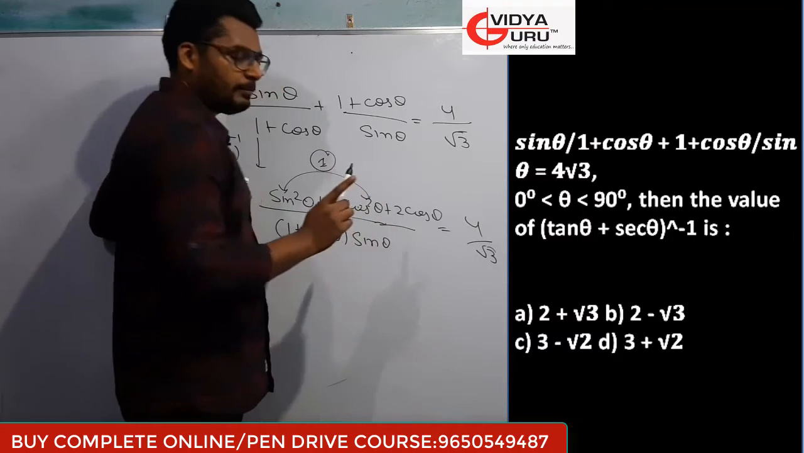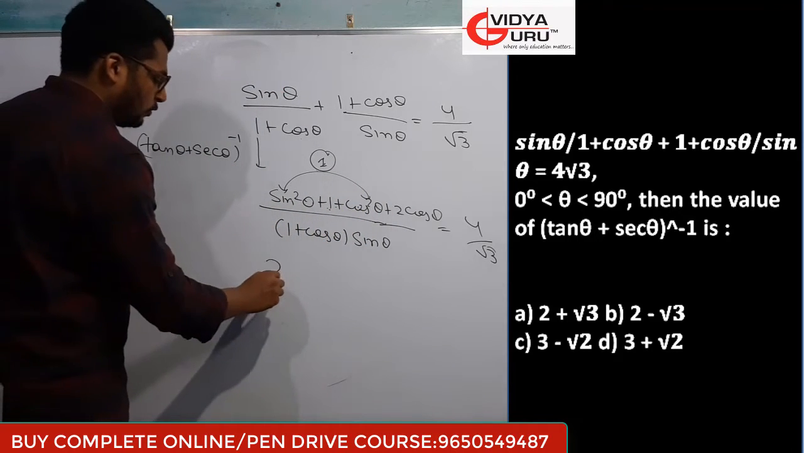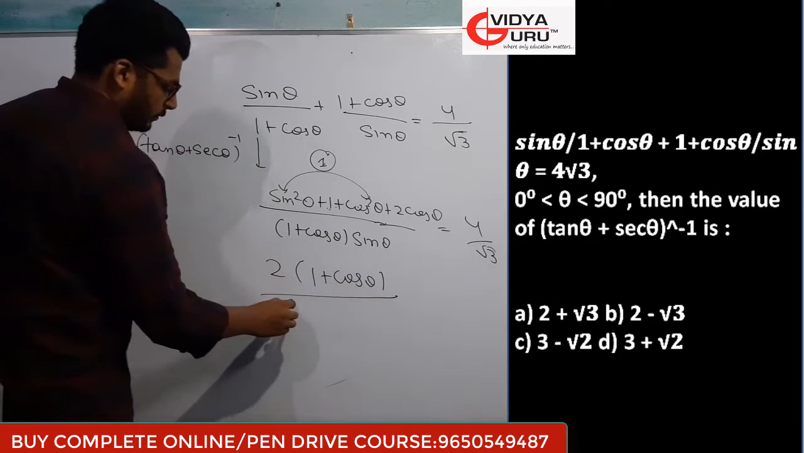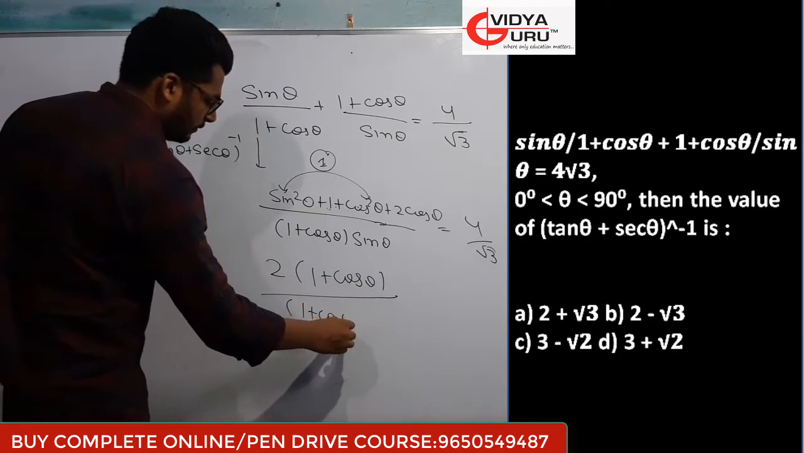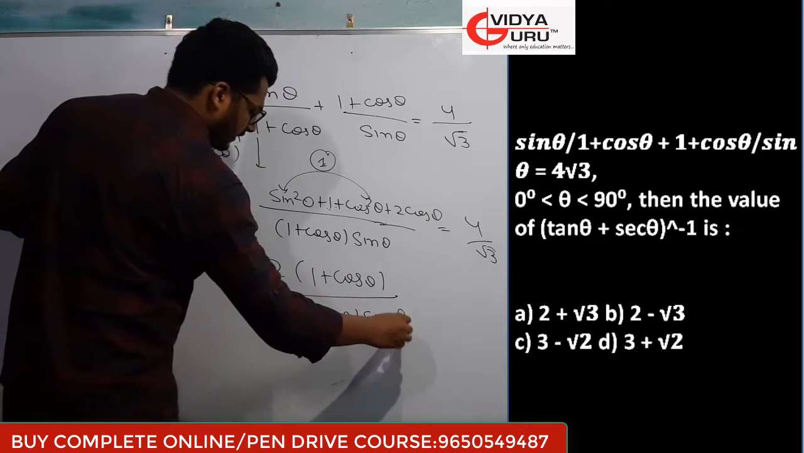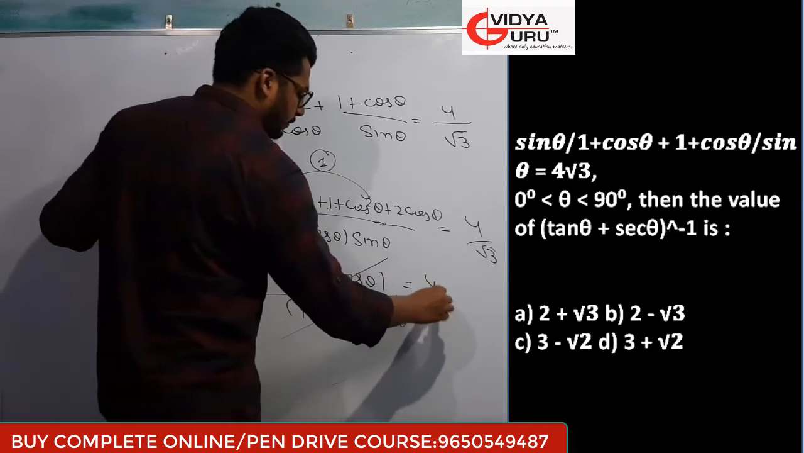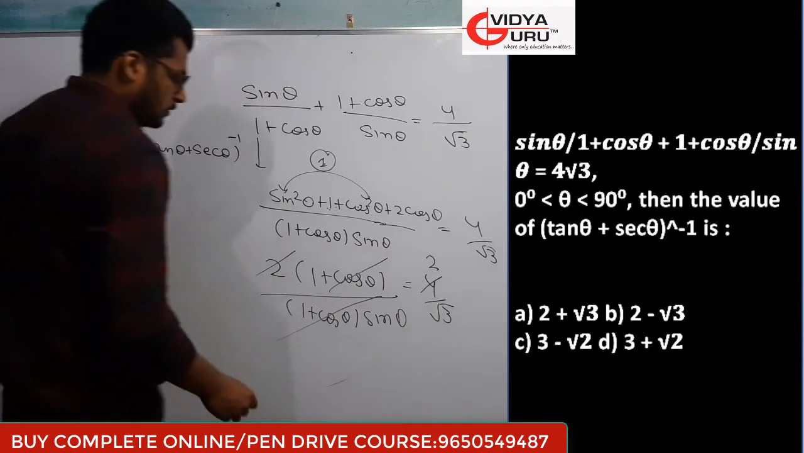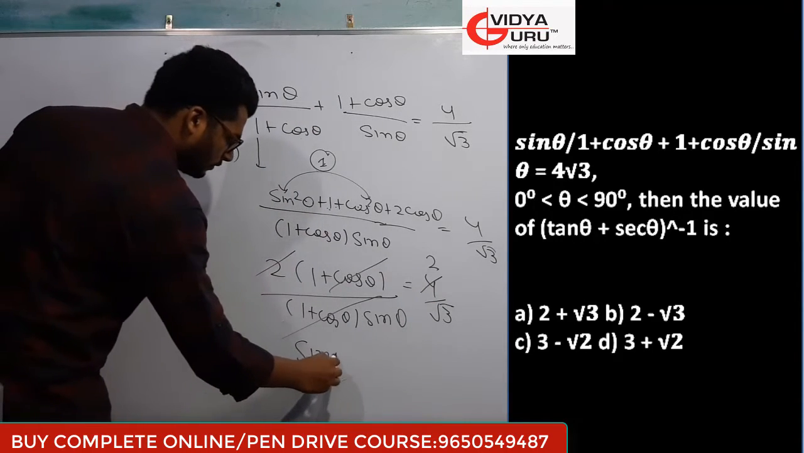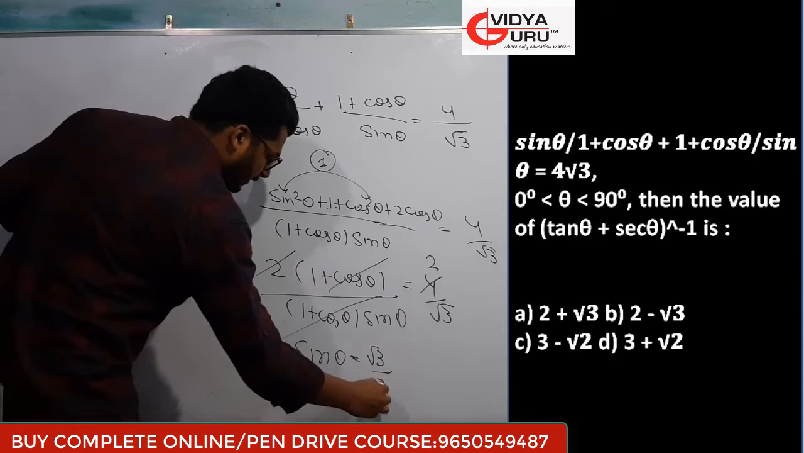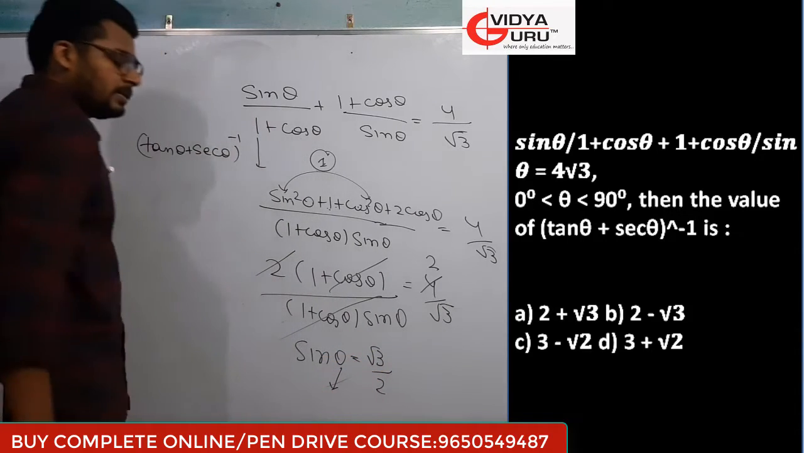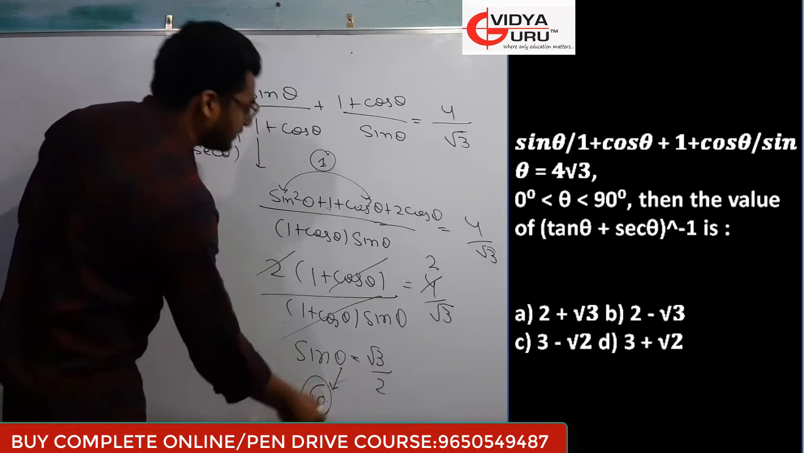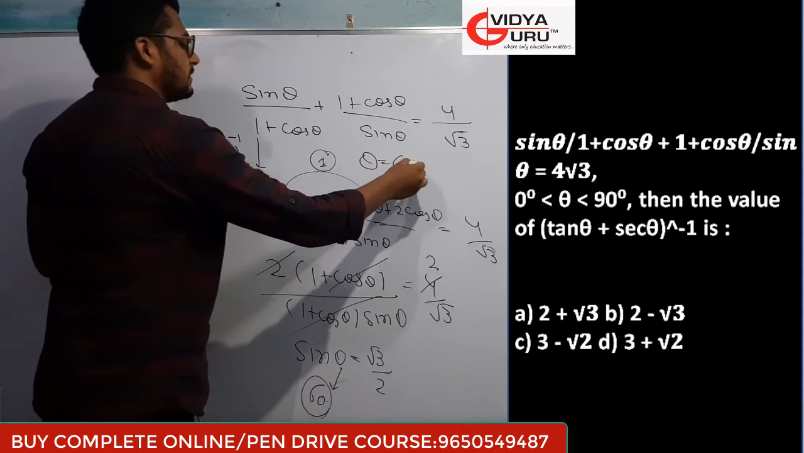So in the numerator it will be 2 plus 2 cos theta. If I take 2 common, what will be left? 1 plus cos theta. And what will be left in the denominator? 1 plus cos theta times sin theta. This will be cancelled out, and it is equal to 4 by root 3. 2 over sin theta is 4 by root 3, so sin theta is equal to root 3 by 2. And at what angle is sin equal to root 3 by 2? 60 degree. That means theta here is 60 degree.